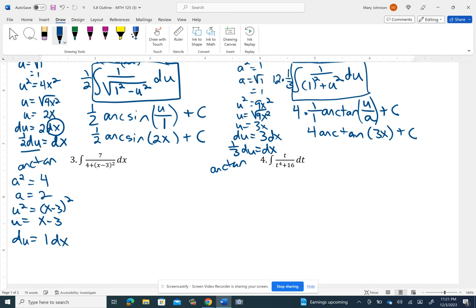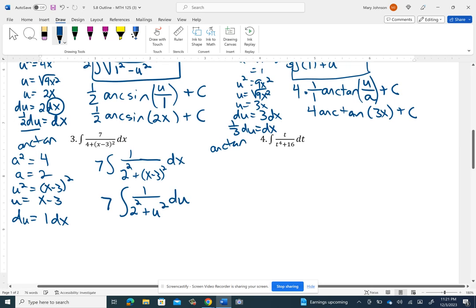Okay. So now I want to try to get this thing rewritten. The 7 is a constant I can bring out in front. And then this is 2 squared plus (x minus 3) squared dx. So 2 squared plus u squared. With the 7 out here, I haven't done a derivative yet. I'm still working on getting things in terms of u's. And then on this one, the du and the dx were interchangeable because the derivative that we did back here turned out to be just 1 dx. So du can go in place of dx.